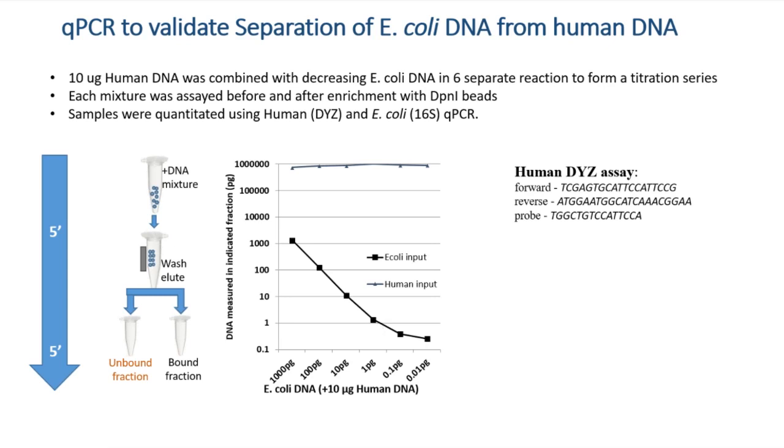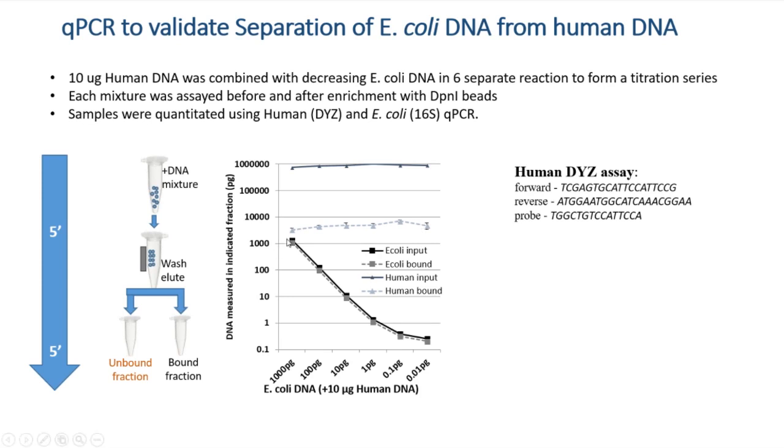Now, the other thing that we did was we took each of these tubes, we added our DPN1 bead mixture, mixed all of it, incubated, put it on a magnet, washed off the unbound fraction, and then analyzed the bound fraction. And here's what we observed. While this blue line indicated the amount of human DNA that was input, this was the amount of human DNA that we recovered. In other words, most of it washed off. And you can see that we lost over 2 orders of magnitude of the input human DNA.